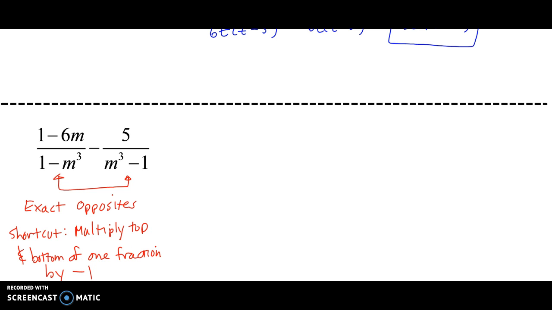So what I'm going to do is take the left-hand fraction here, and multiply the top and bottom by negative 1. So what that does is, this is going to be negative 1 plus 6m, which is probably more convenient to write as 6m minus 1. And this will be negative 1 plus m cubed, so that'll be more convenient to write as m cubed minus 1.